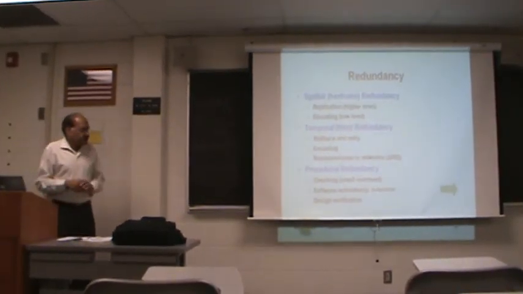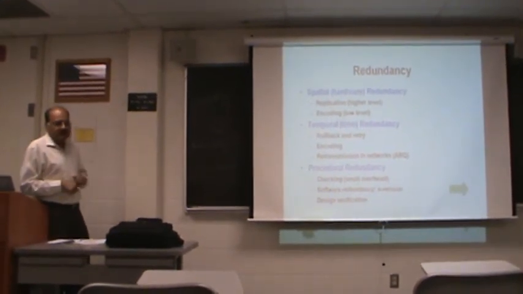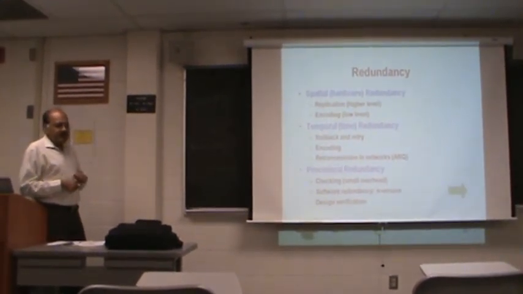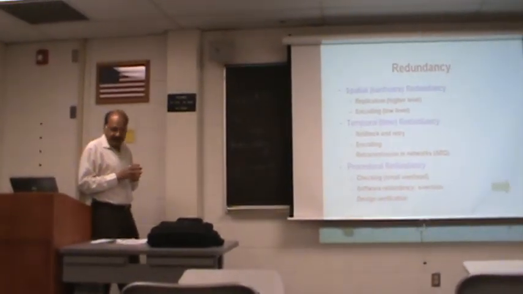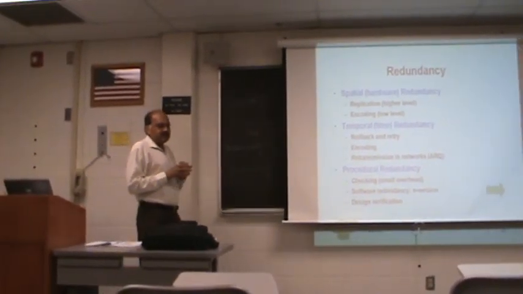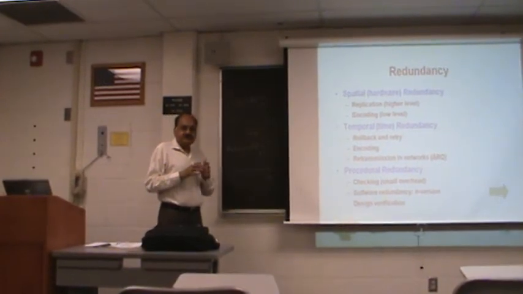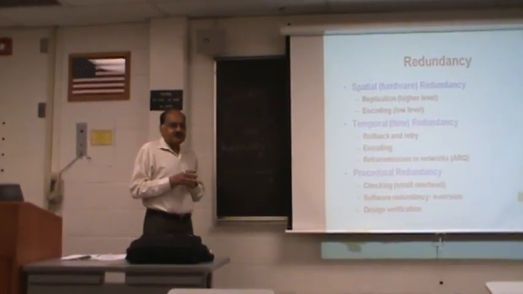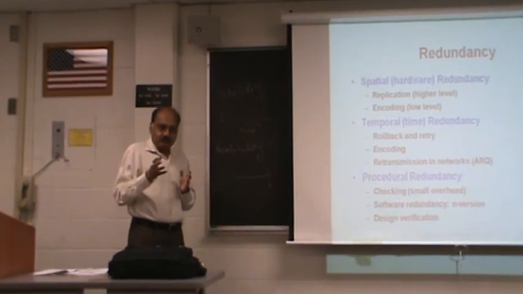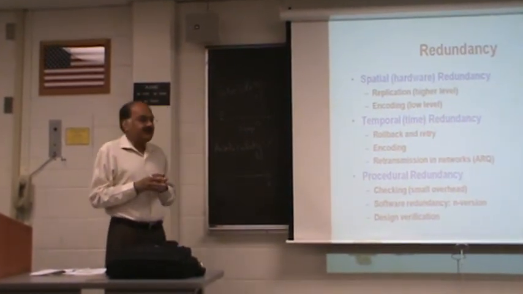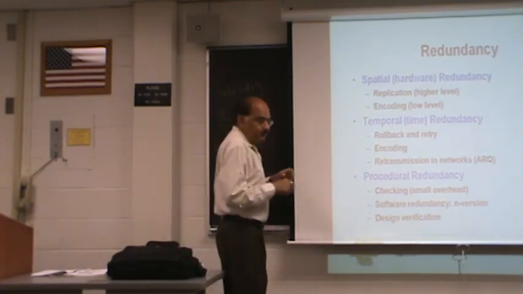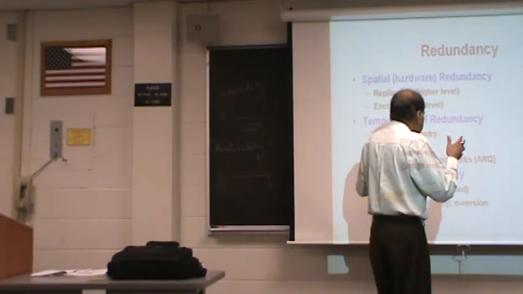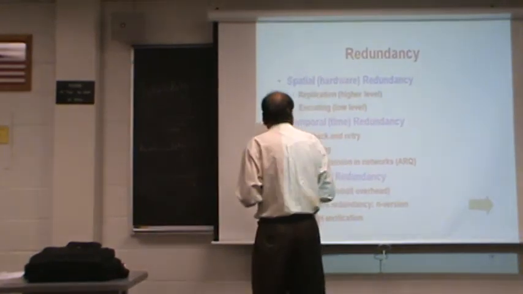Now you must have noticed that these examples of fault tolerance I had mentioned all involve use of redundancy. There is no such thing as a free lunch. So if you want fault tolerance, you have to pay for it, one way or the other. And basically you have to use redundancy. So this is how you implement fault tolerance.